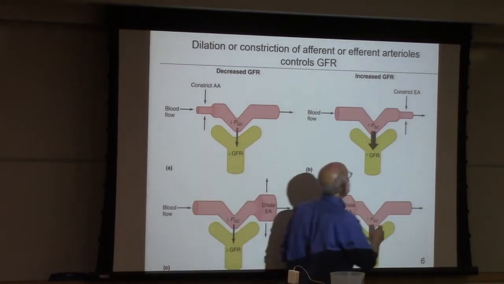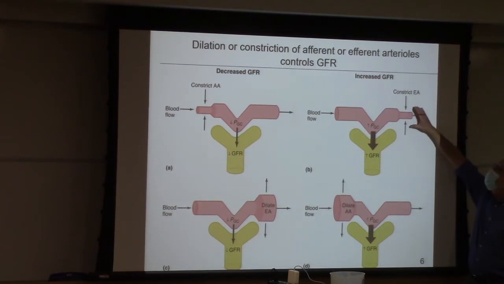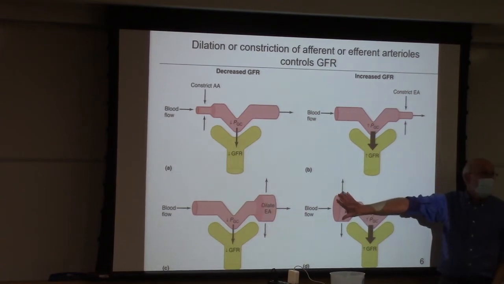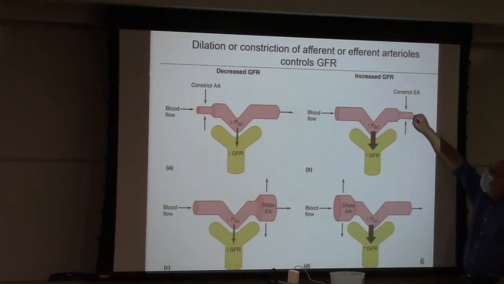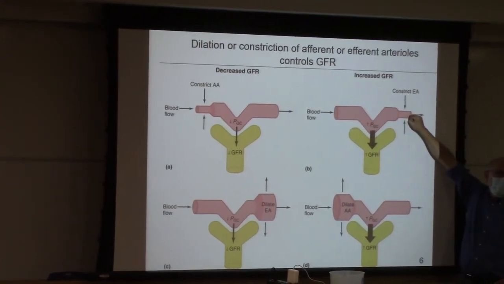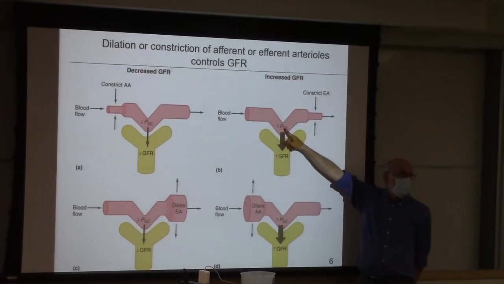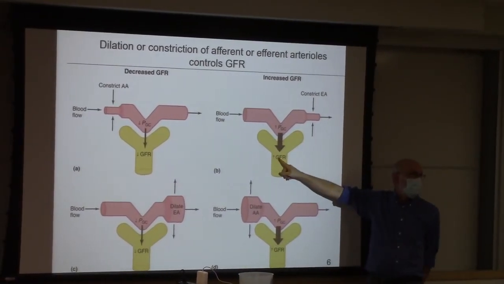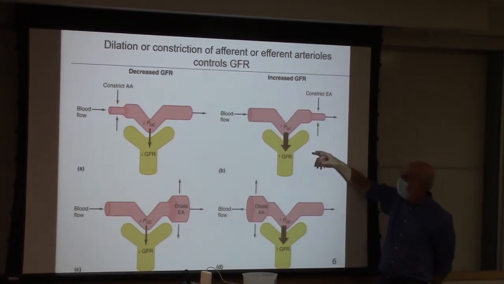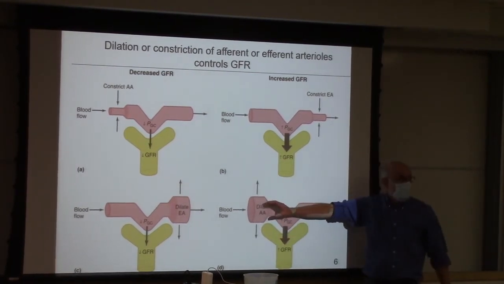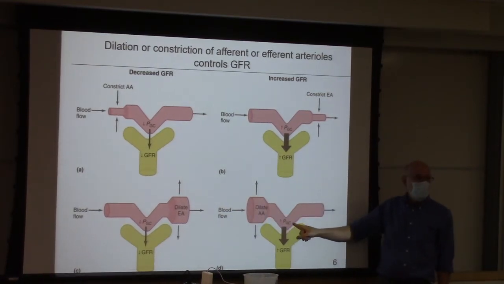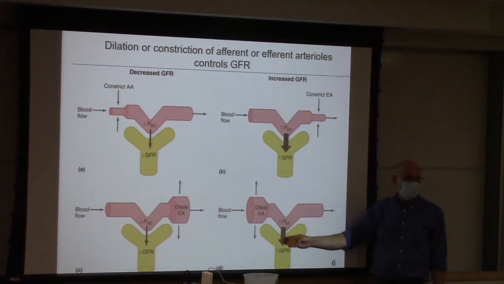And the converse is also true. If the smooth muscle of the efferent arteriole is constricted, or the smooth muscle of the afferent arteriole is relaxed and dilated, this will, constricting the outflow, increase the pressure in the glomerular capillaries and increase glomerular filtration rate. Dilating the inflow, more pressure getting into the glomerular capillaries, more pressure, more force, a higher rate of filtration.